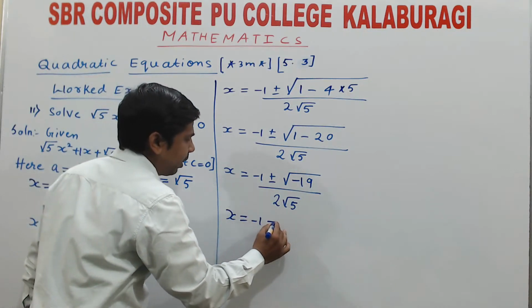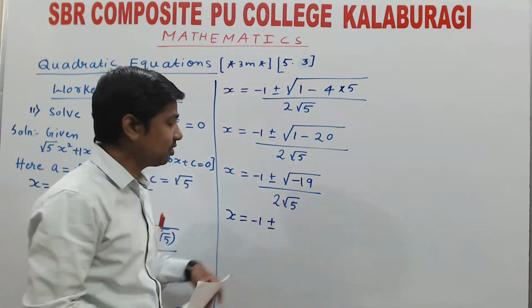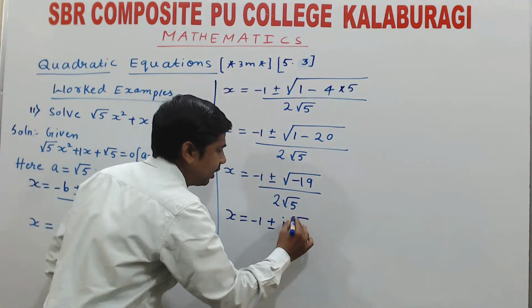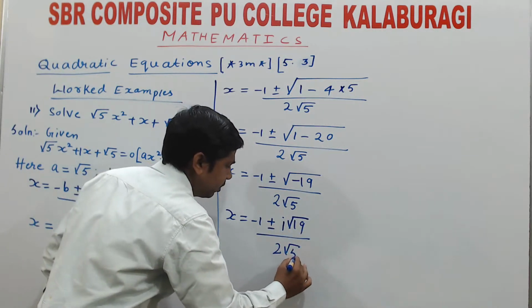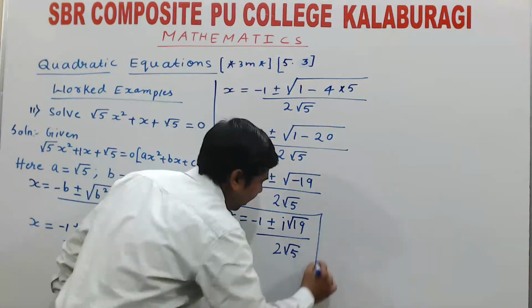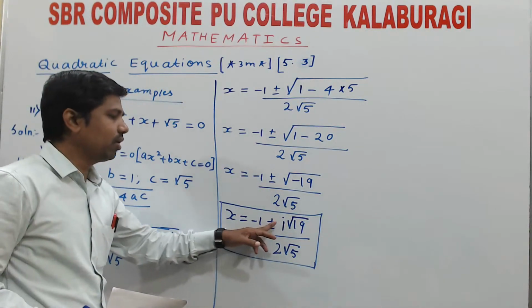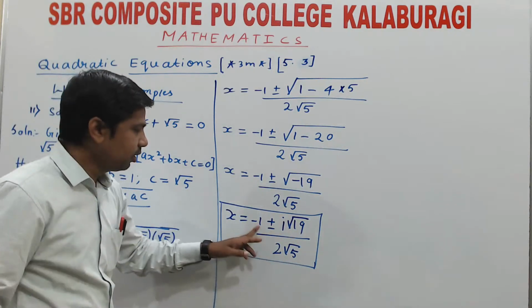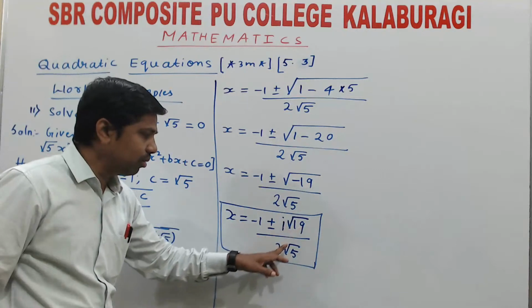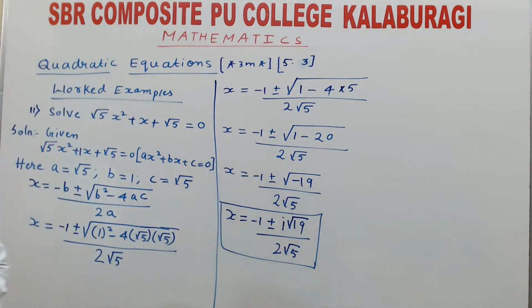X equal to minus 1 plus or minus under root negative. It is imaginary. That is i root 19. I root 19 divided by 2 root 5. So these are the two values of x that satisfy the equation. One is minus 1 plus i root 19 by 2 root 5. One more is its conjugate, minus 1 minus i root 19 by 2 root 5. Right? Take it.